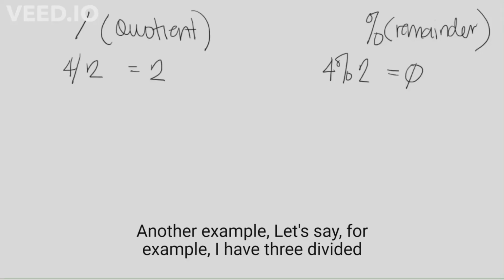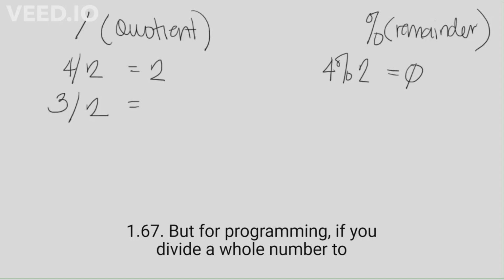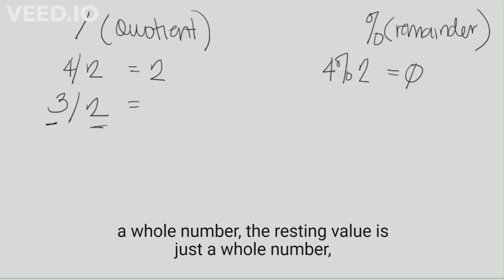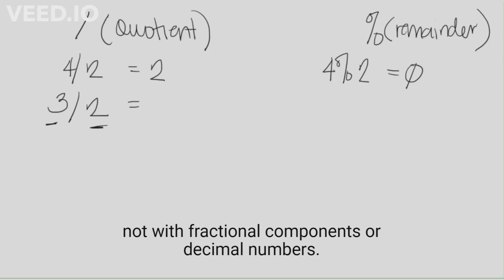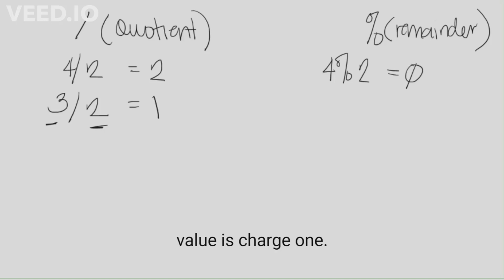Another example, let's say I have 3 divided by 2. Our expected result should be 1.667 or 1.67. But in programming, if you divide a whole number by a whole number, the resulting value is just a whole number, not with fractional components or decimal numbers. So in this case, the resulting value is just 1.